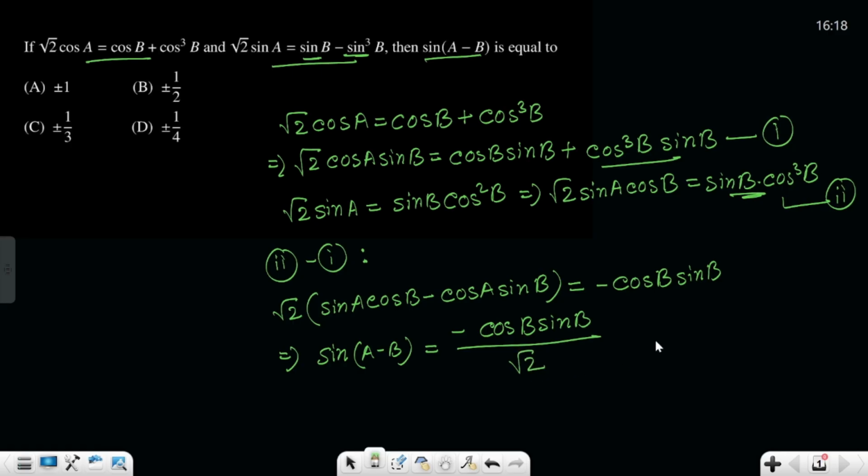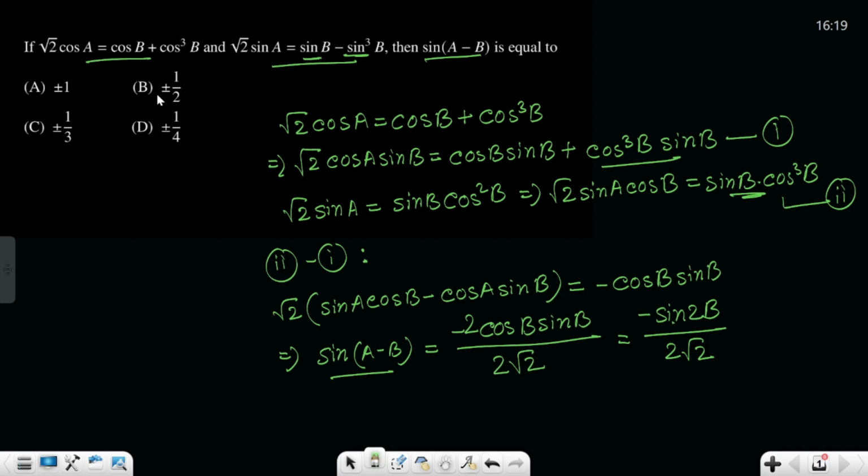Now what we will do? We will multiply and divide by 2. So here it will be 2. Now in the numerator you can see 2 cos b sine b. So that is equal to sine 2b. So this will be minus sine 2b upon 2 root 2. Now you can notice that if we can find the value of sine 2b and put it here, we will get the value of sine of a minus b. And that is the question.